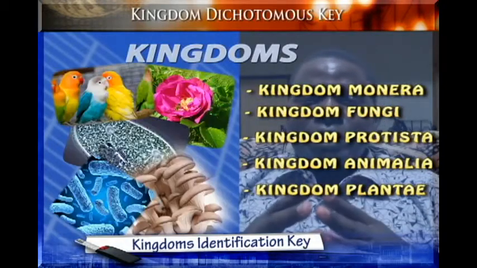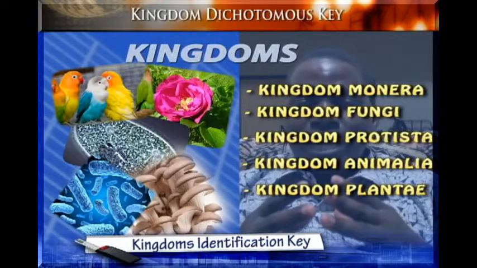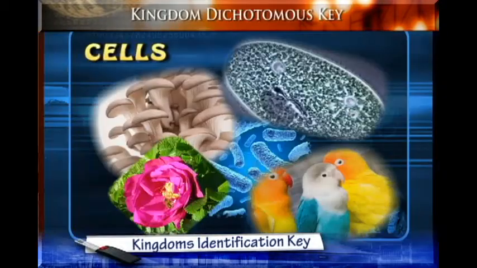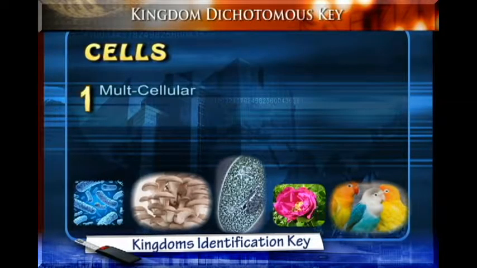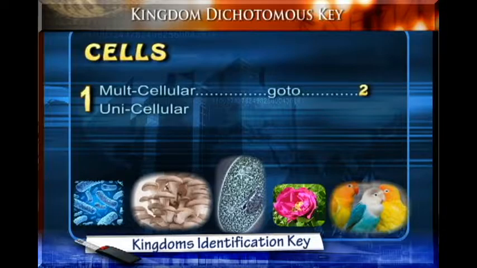Now we want to construct a dichotomous key. We can start by grouping them into 2 groups, depending on the number of cells. At number 1, we can put our question like, which one of the following are multicellular and which one of the following are unicellular? Now we can say that for the multicellular, you go to number 2.